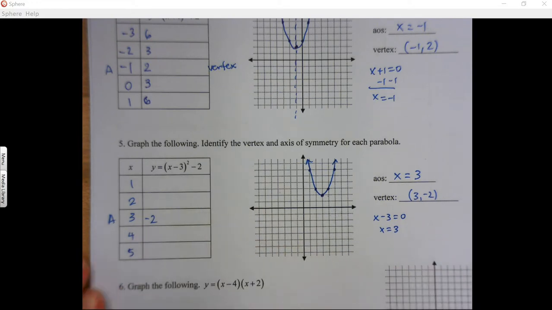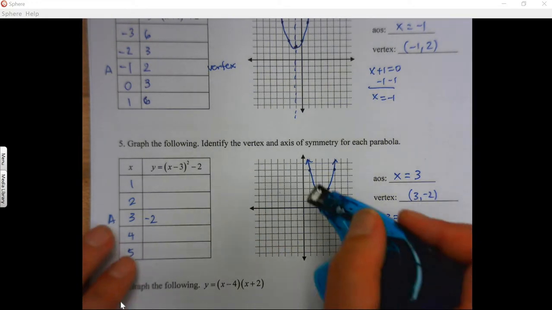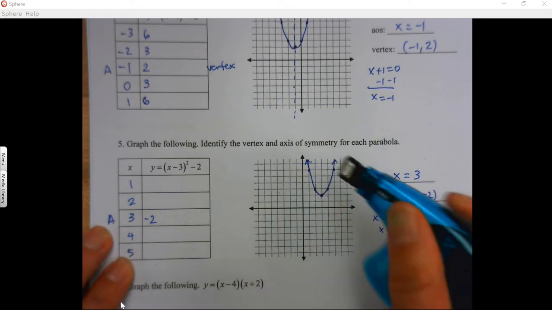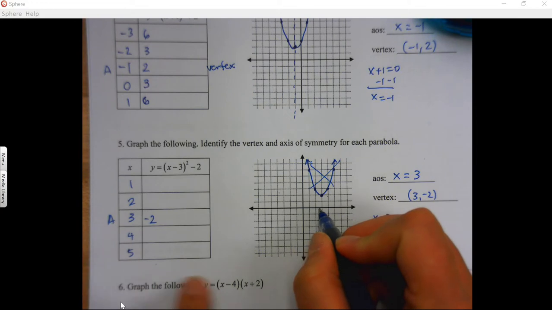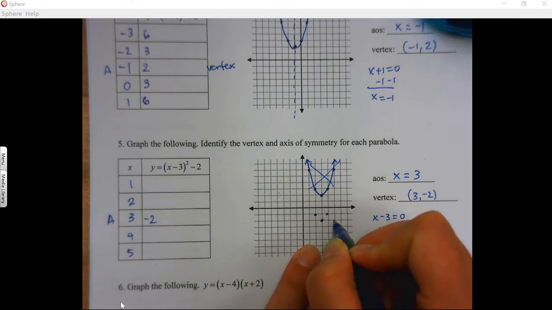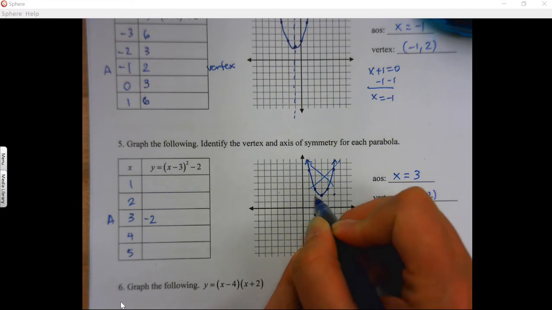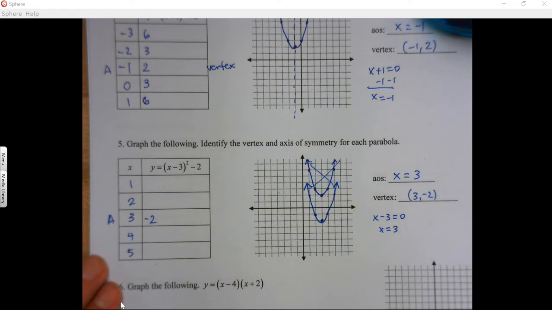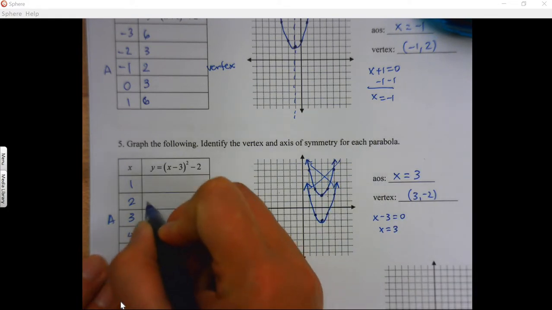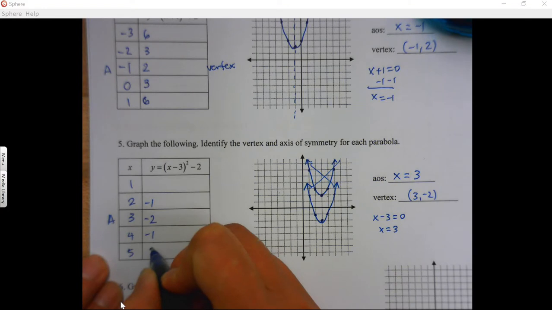Oops. Scratch that. I should have gone down 3. Or down 2, so sorry. We go over 3 and we go down 2. There we go. There's our parabola. I missed that negative. Okay, so then these are at negative 1, and these ones are at 2.